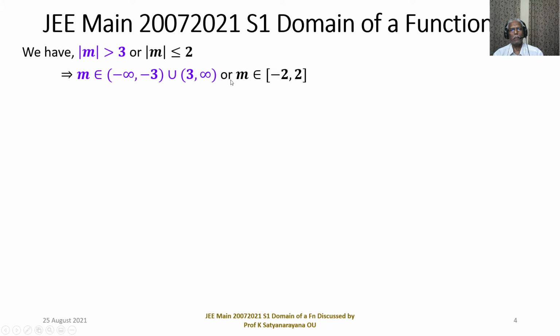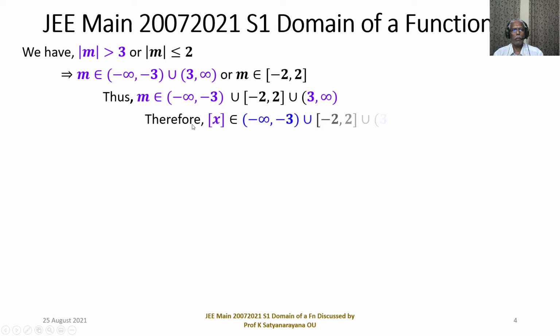Because it is an or statement, it will be union again. Thus m belongs to minus infinity to minus 3 open interval union open interval 3 to infinity union closed and bounded interval minus 2 to plus 2. We have written in this way. Therefore, m means bracket x. Therefore, bracket x belongs to this union. Now we will consider three cases. First case for this, second case, third case.